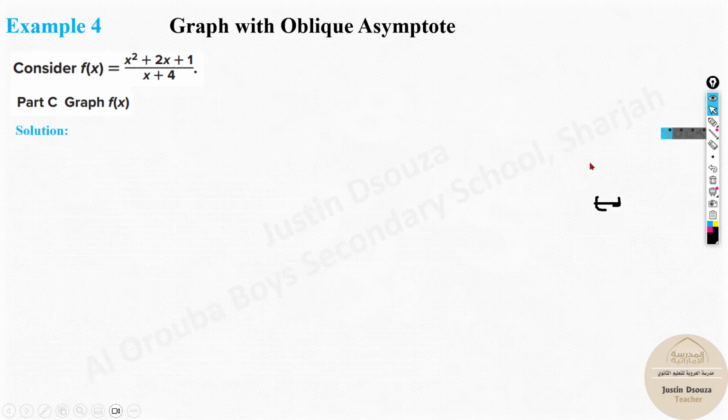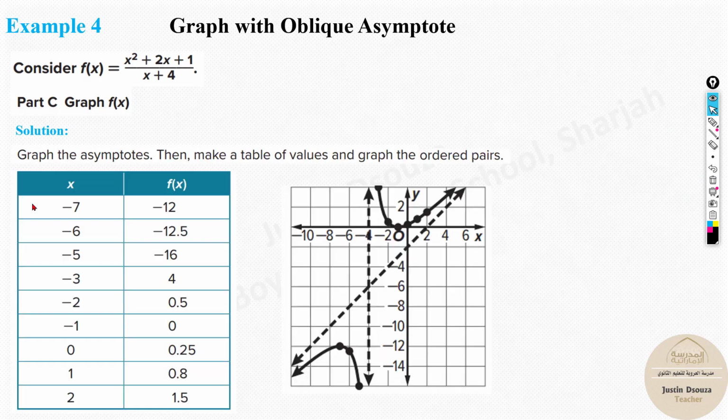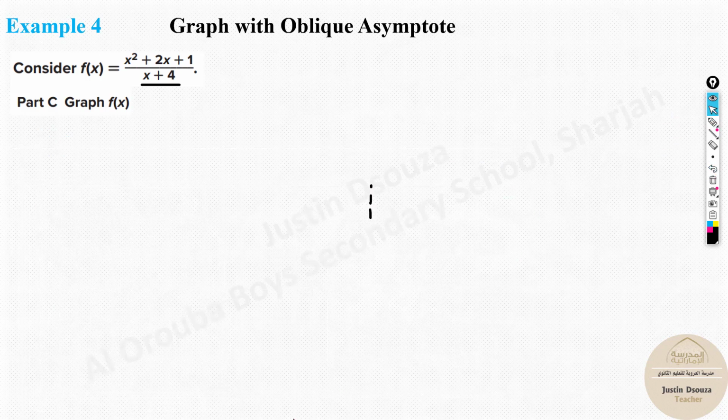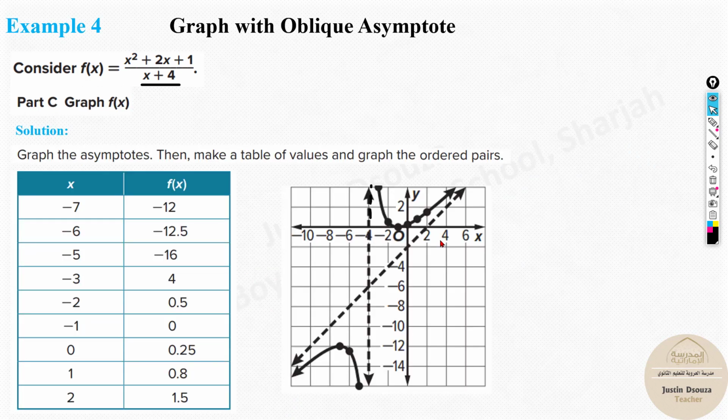Now if you're graphing this, you will have to graph the two asymptotes. You can see over here, before coming to this ordered pair, the vertical asymptote is x minus 4. That's fine. What about the horizontal asymptote? We found, how much was it? X minus 2, right? Yes, x minus 2. So you have to graph at x minus 2.